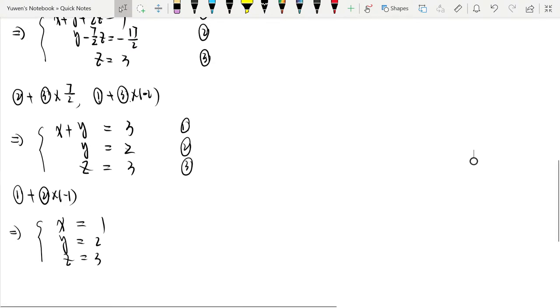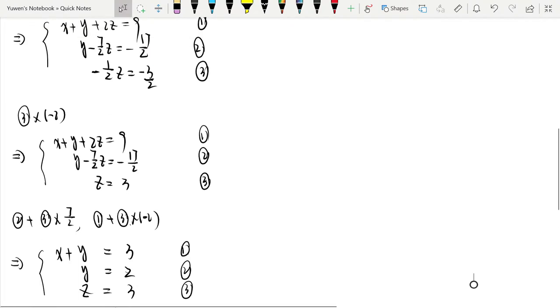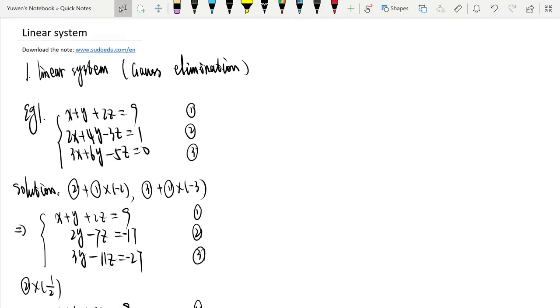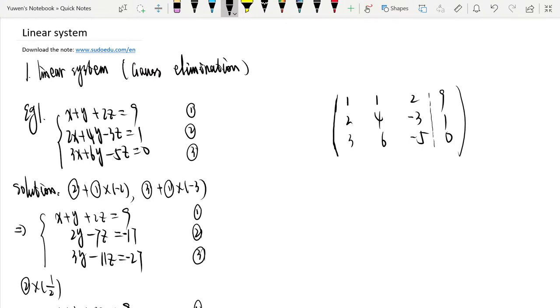Actually, the Gauss elimination does not do anything to x and y and z. It just changes the coefficients and the constant term, or inhomogeneous part, of the system. So we can take out the coefficients and the inhomogeneous part: 1, 1, 2, 9, then 2, 4, negative 3, 1, then 3, 6, negative 5, 0. We call this table of numbers a matrix. This matrix is called the augmented matrix of the linear system.